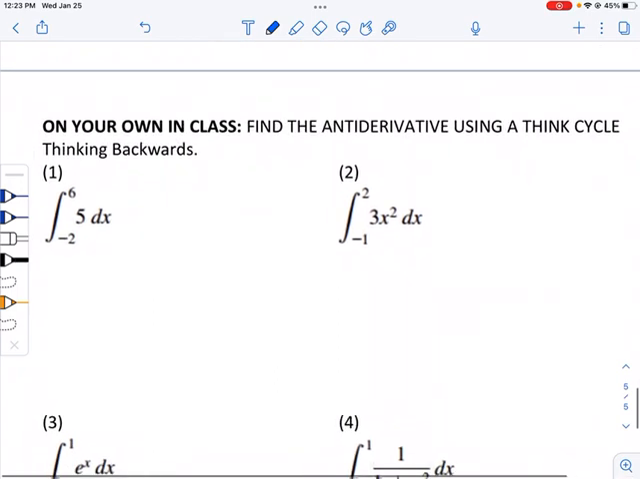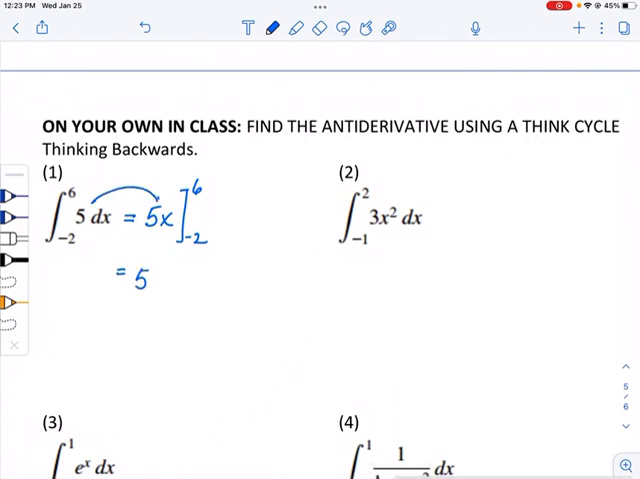So for instance, here you're going to have a 5x, and then you're going to evaluate it from -2 to 6. So what we're doing is we're taking the antiderivative, and we don't have to include the plus c because the plus c would subtract out if you're evaluating it at 6 and -2. So we have 5 times 6, and that would be minus, it's always f of b minus f of a, so minus 5 times -2. Okay, so in that you get 30 plus 10, so we get the answer 40.